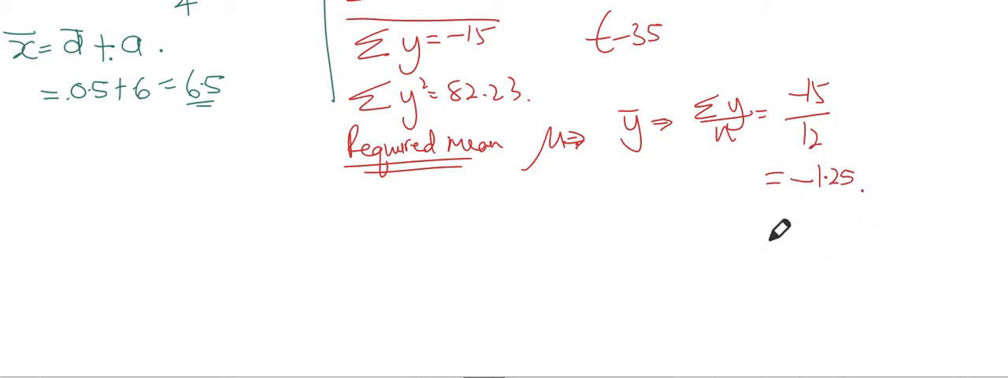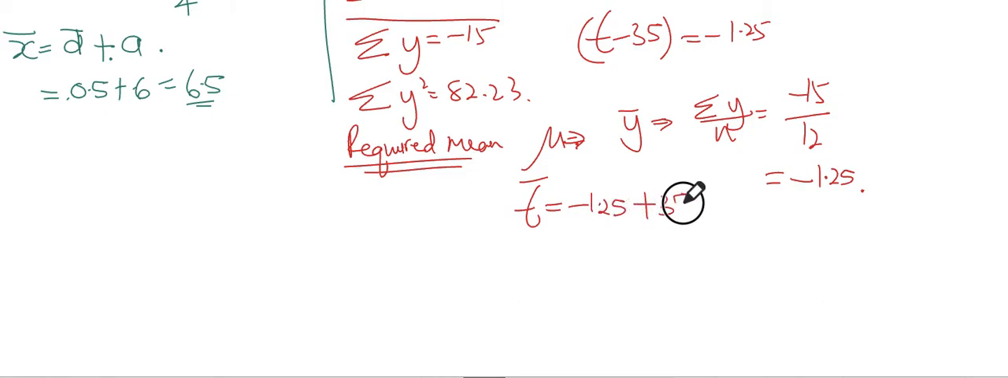So to find the required mean, we have t minus 35 equals negative 1.25. Therefore, for the required mean, t bar equals negative 1.25 plus 35. You bring this over, so plus 35, and from there we have 33.75. So that is our required mean.